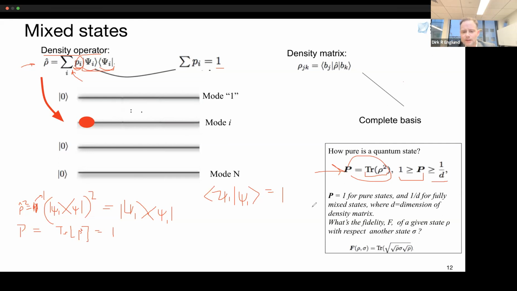Moreover, it's often useful to look at the fidelity of a state rho. If you have a state rho of your system and you wanted to produce the state sigma, then you can take this expression here that gives you how close, what is the overlap between the target state and the actual state of your system.